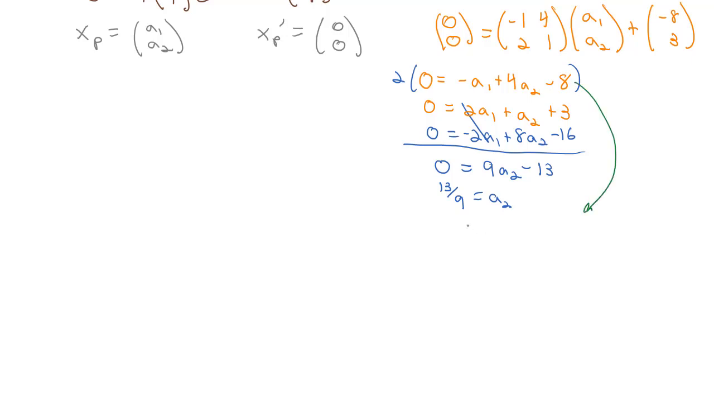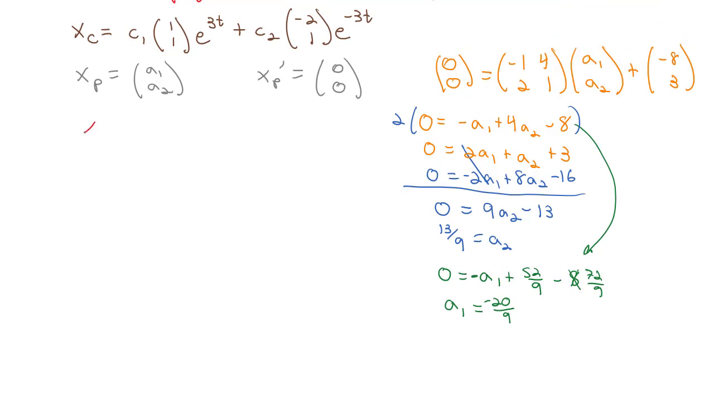Plugging back into one of our original equations, then, we have 0 equals -a1 plus 4 times a2, which gives us 52 over 9, minus 8. I'm going to add the a1 to both sides, and 8 is equal to, getting a common denominator of 9, 72 ninths. So 52 minus 72 gives us -20 ninths for our a1. This then tells us that our x particular is equal to a1, which is -20 over 9, a2, which is 13 over 9.